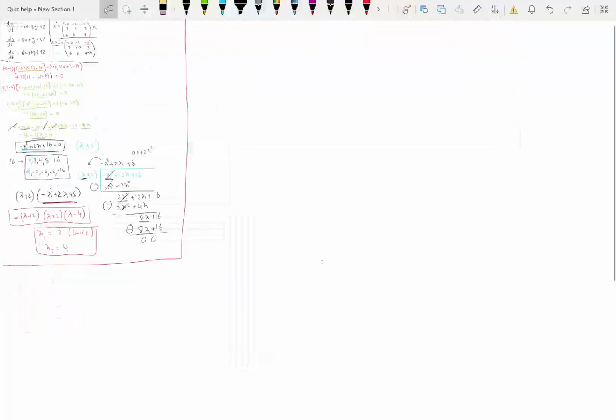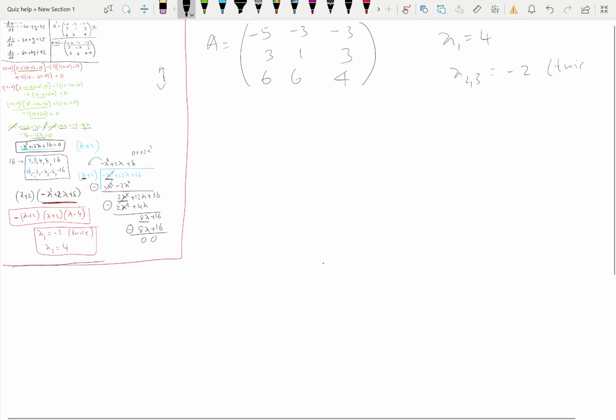Okay, so now I'm doing example 2. Now what I'm going to do is find the eigenvectors. So I already have eigenvalues, so try to find the eigenvalues for example 2. The matrix A is -5, -3, -3, 3, 1, 3. Try to find the eigenvalues by yourself, but if you want to learn how to do that, you can refer to my previous optional video. Okay, so the work is here. The eigenvalues I got are 4, and the other eigenvalue is a repeated eigenvalue, -2, repeated twice. So let's find the eigenvectors here.